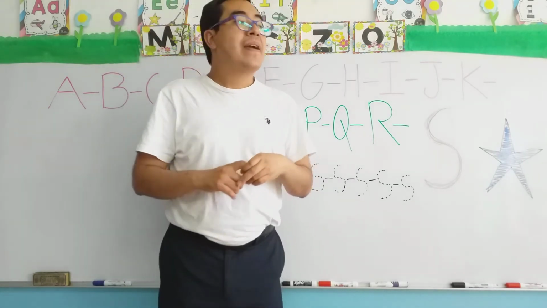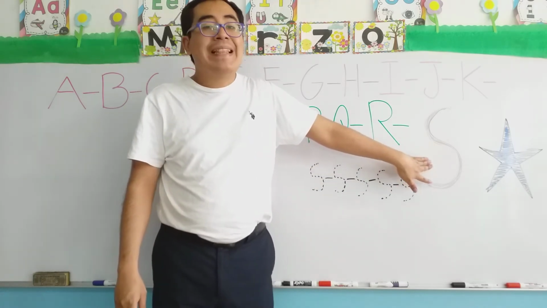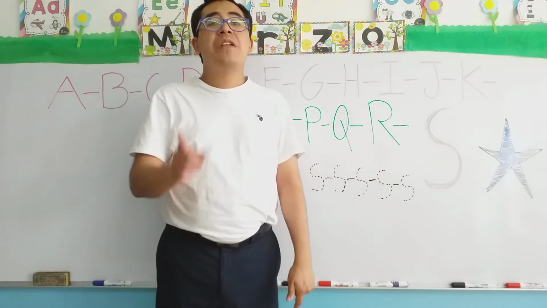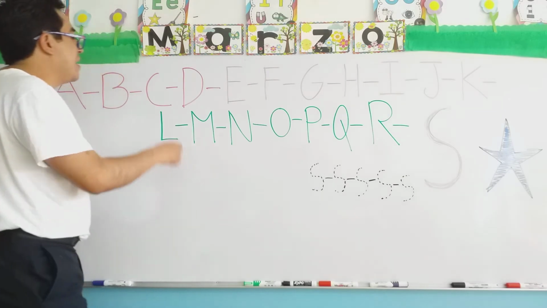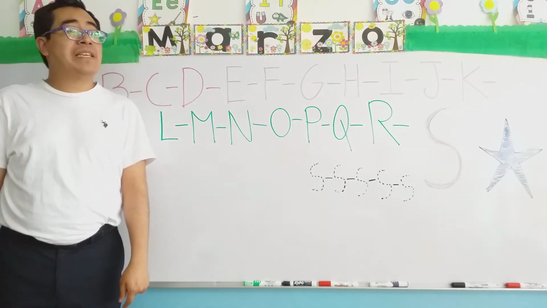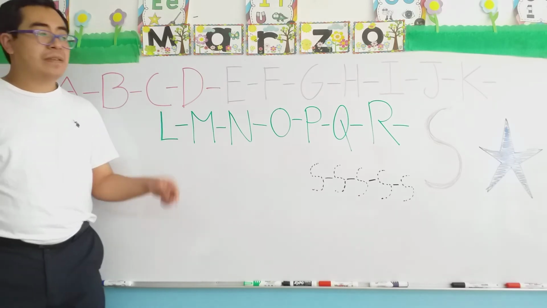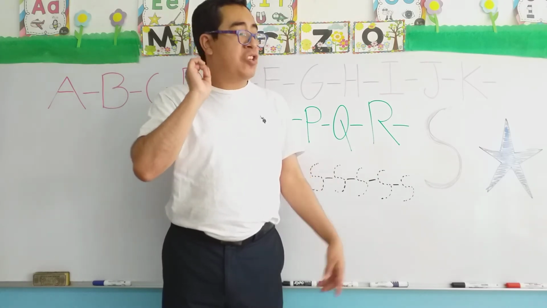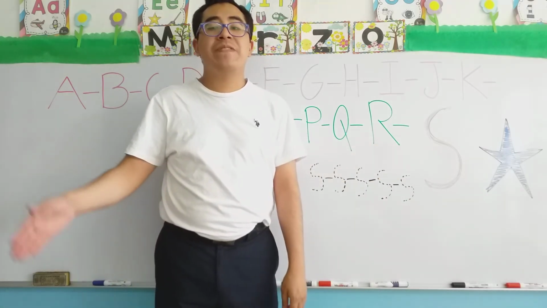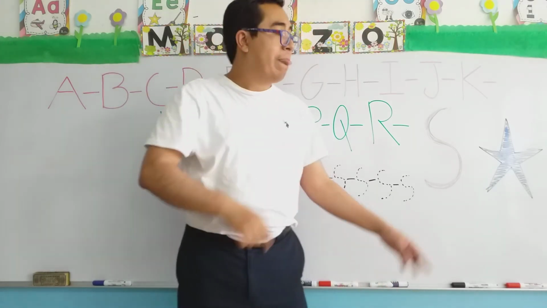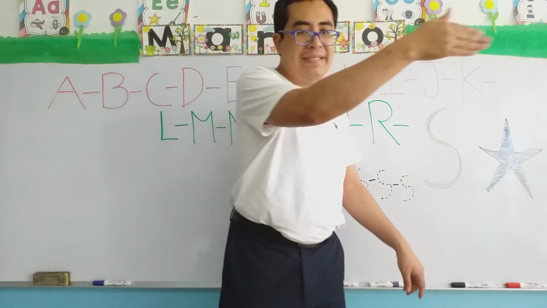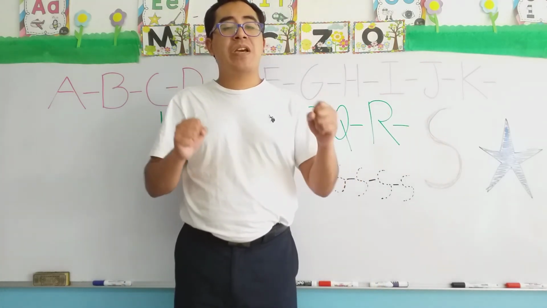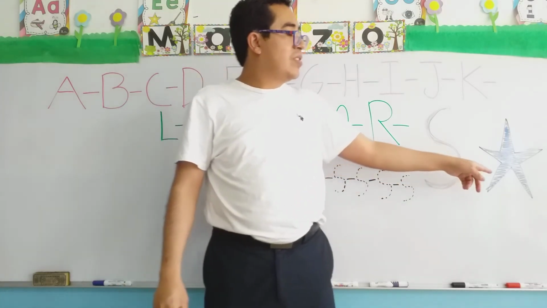And for today, capital S, the new letter. Now for capital S, we have to be careful not to confuse it with capital C. Both of them are completely different. Capital C, capital S. Like the sound, the pronunciation of this letter is like the sound of the snake. Capital S. Okay? Very good. And the object of today, the object that we associate with this letter is star.